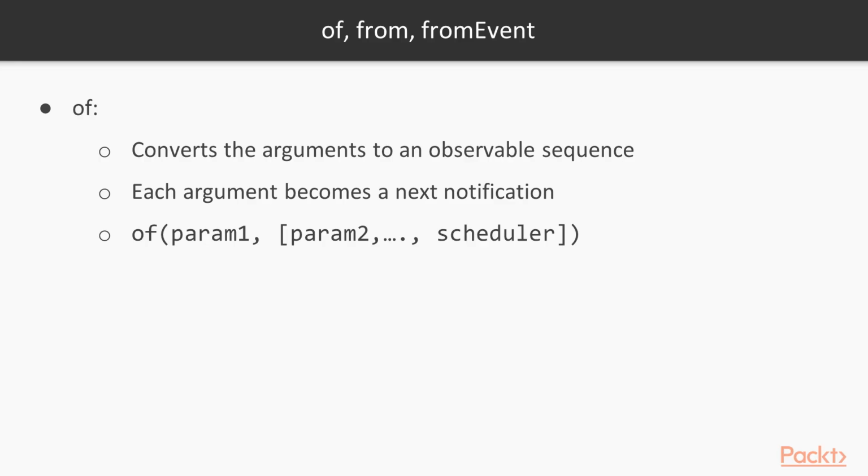The next set of observable creating functions are met more often in my practice. Of converts the arguments to an observable sequence. Each argument becomes a next notification. It doesn't do any iteration or flattening of its params. It just emits them as they are. So if you put in an array, you will get an array as the emitted data value.